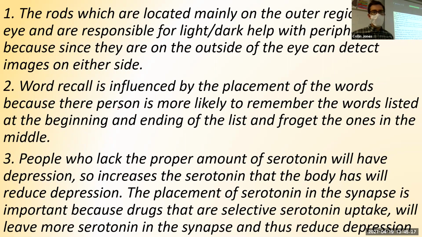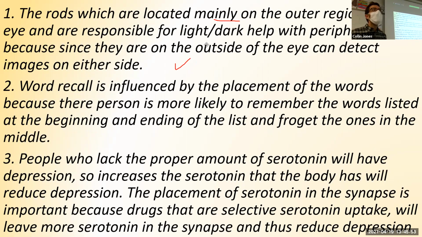For number one, they wrote, the rods, which are lonely, that's so sad. The rods, which are located mainly on the outer regions of the eye and are responsible for light and dark, help with peripheral vision because since they are on the outside of the eye, they can detect images on either side. Did they do a good enough job of explaining what rods do to peripheral vision? Would you give them point one? Okay, let's take a look at point two.